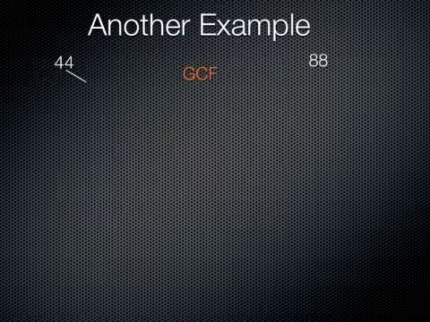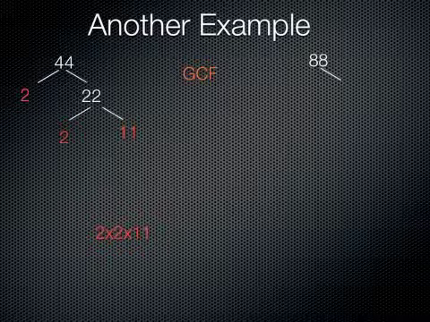Alright, let's do this again. So let's say I had 44 and 88. Well, 44 can be broken down into 2 times 22. 22 can be broken down into 2 times 11. So now I have my prime factorization of 44. And 88 can be broken down into 11 times 8. 8 can be broken down into 2 times 4. And then finally 4 can be broken down into 2 times 2. And now I have my prime factorization of 88.